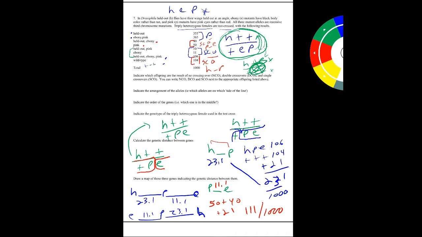So we have, what did I say was in the middle? I don't know, like P's in the middle. So we've got a map between H and P and between P and E. P and E is 11.1. The other one is 23.1. So that's the map. You could write it the other way around with H over here. You just have to make sure that you have the right distance between the two different letters. And so either of these is acceptable.